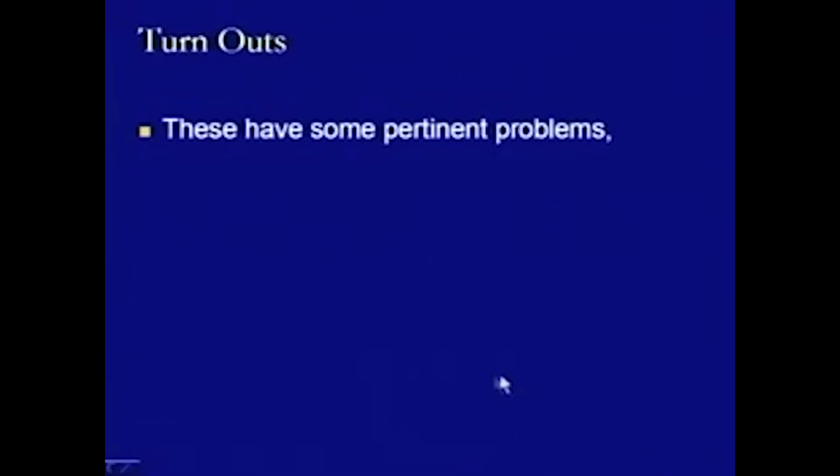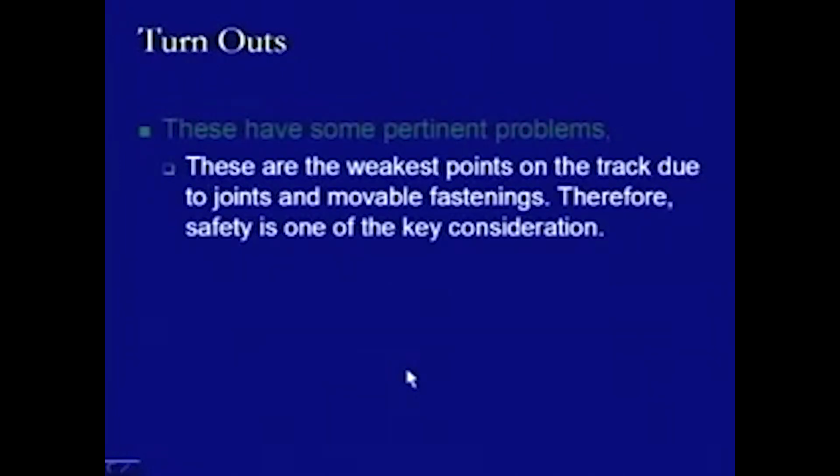But when you are talking about these turnouts, obviously there remain some problems. So, we look at those problems right now. These are the weakest points on the track due to joints and movable fastenings. We have already discussed the joints, and we have also discussed the fastenings. Wherever there is a connectivity, that connectivity point becomes the weakest point, because there is no support available at that location other than the fastenings provided to connect the two components of the track.